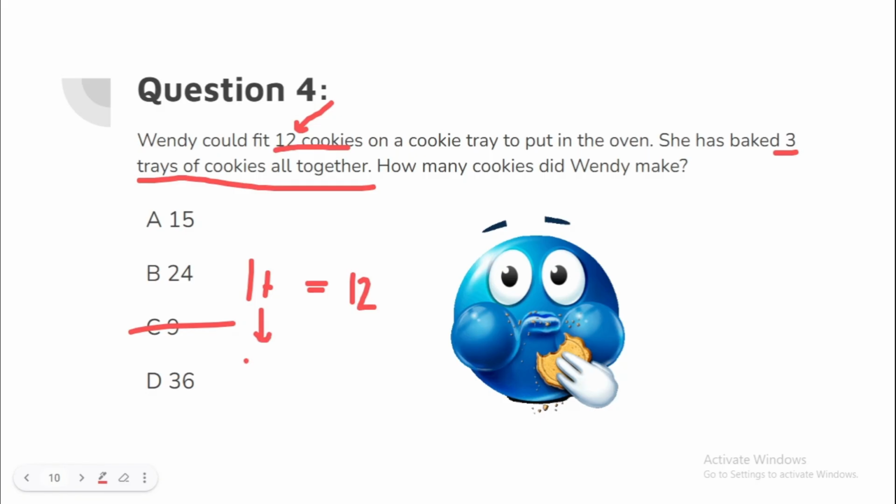But we need to turn that into 3 trays, right? Say yes, because we need to find out how many cookies she made, so we need to find out how much. So, what times 1 equals 3? If you guessed multiplied, if you said times 3, you're right. So 1 times 3 is, well, 3. Since we did it on this side, we have to do it on the other, because that's like the rule of life. Do it on one side and you must do it to the other. 12 times 3, the answer is 36. So you can have 36 cookies in 3 trays.